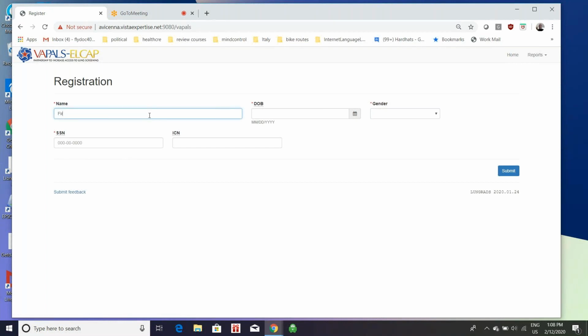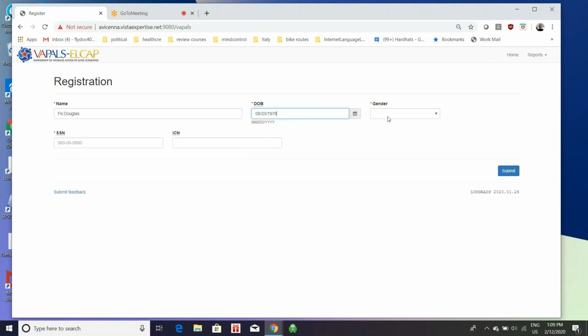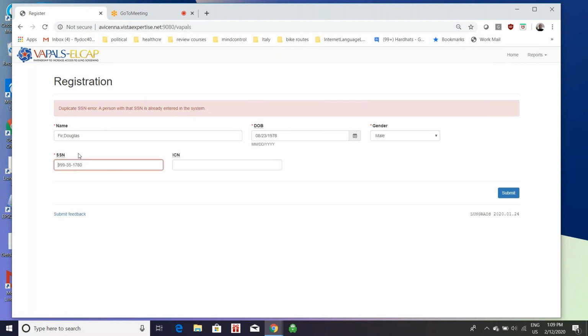So this is the manual registration system, and we have a new patient, and we'll just call him Douglas Fur, and we'll do a date of birth and gender. The thing about this is if you're trying to register a patient that already has a known Social Security number, it won't allow you to do that. Now, of course, it will allow you to register patients under the same name because that's fairly common, but that's where the matching later might come in. So we'll just find one that hasn't been used yet and submit.